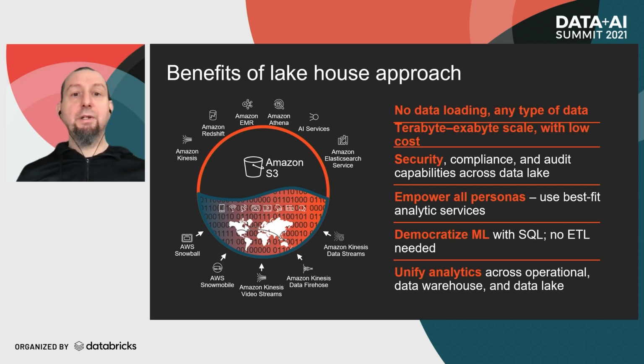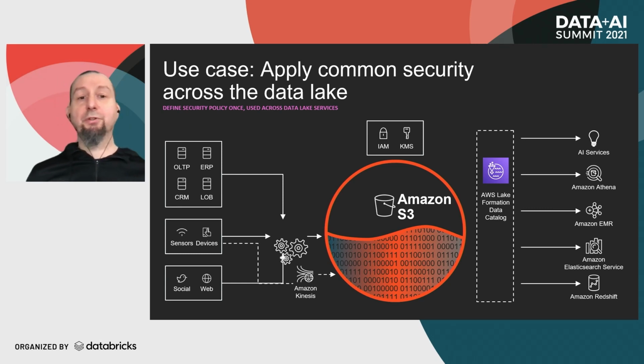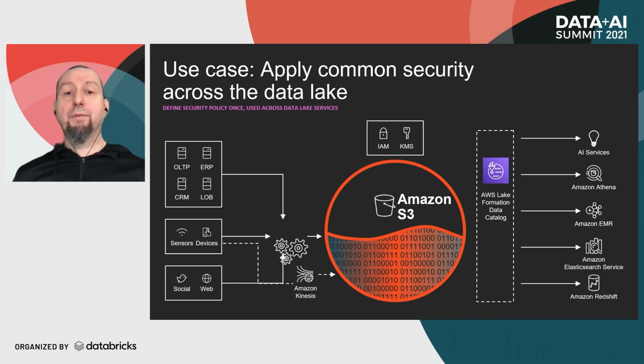On the next slide, we're going to dive into a common security use case. It's an example of a use case that you can achieve with the lakehouse. In this use case, you store all your data in S3. You use IAM roles to manage the data. If your data is encrypted at rest, you use the KMS service, and you use your Lake Formation data catalog to give access to your data to different services, the services on the right, such as Athena, Elasticsearch, and Redshift. This is an example of how you can consolidate all your security needs in one place and make sure that you're not missing anything.